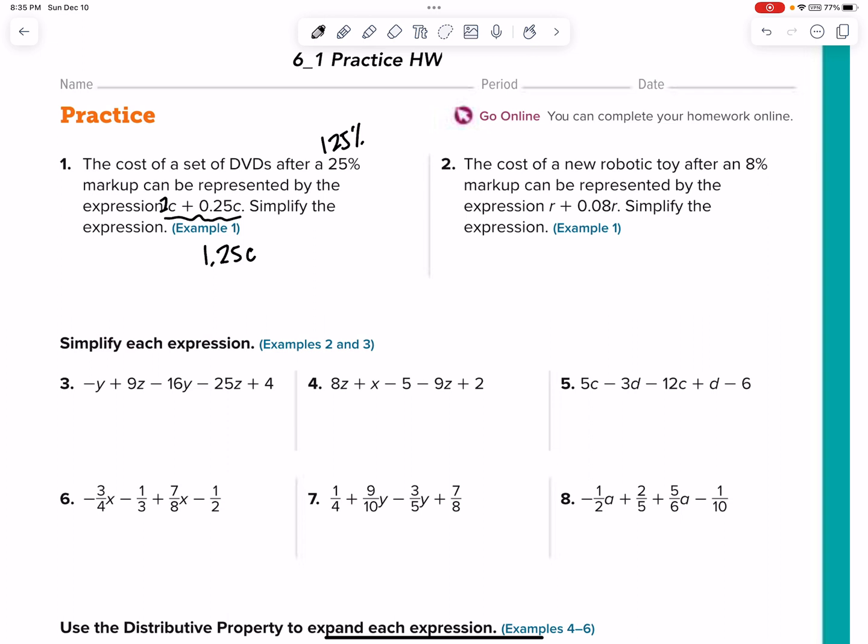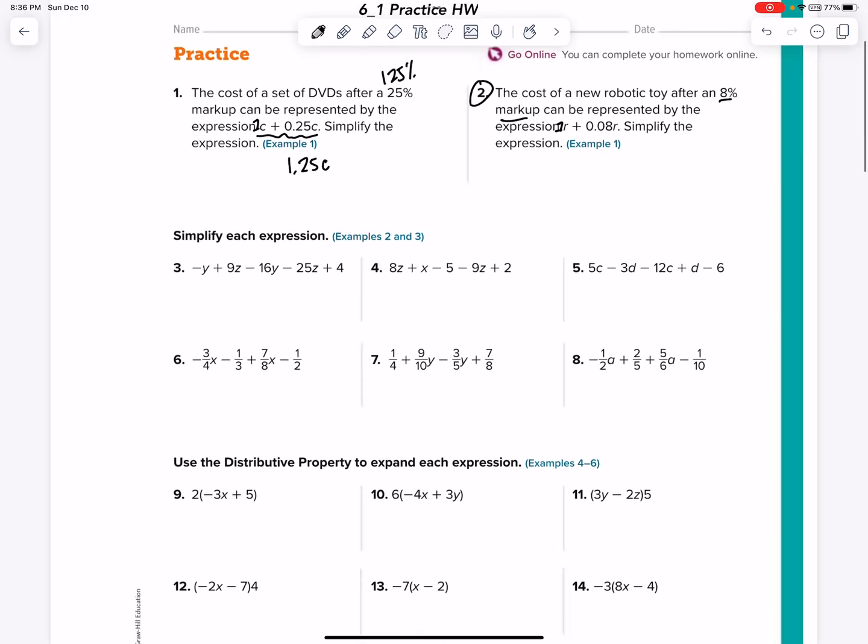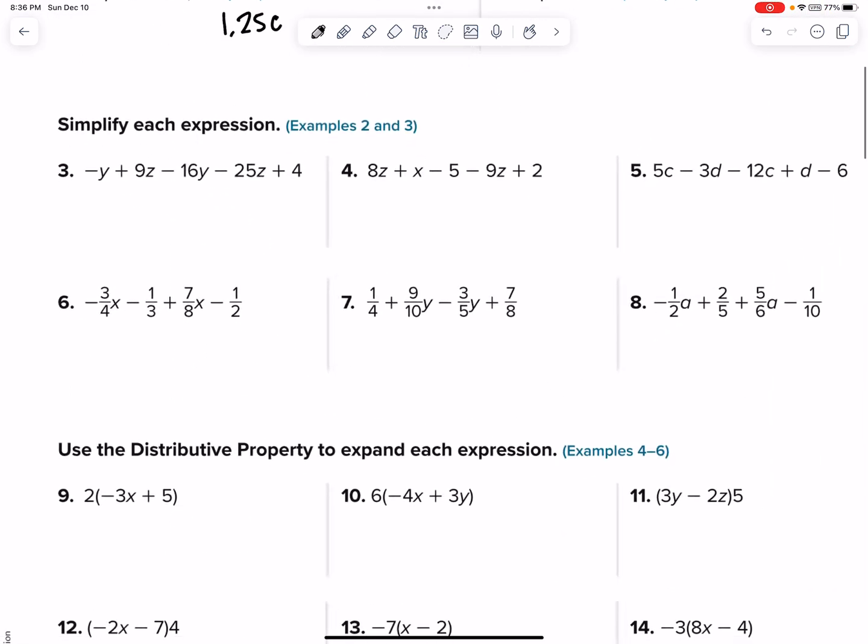Same thing with this one. We have the cost of a toy after an 8% markup. So we have the cost plus the 8% markup. If we join those together, figure out what you would get. Okay, homework 1. All right, let's go ahead and simplify each expression.